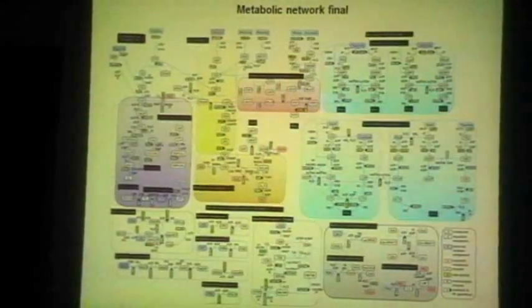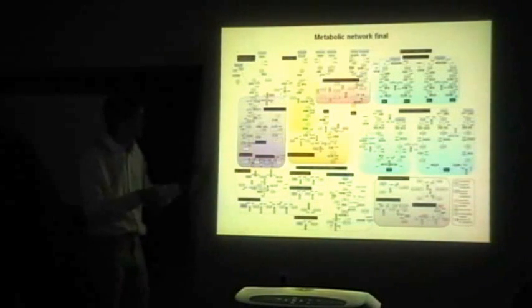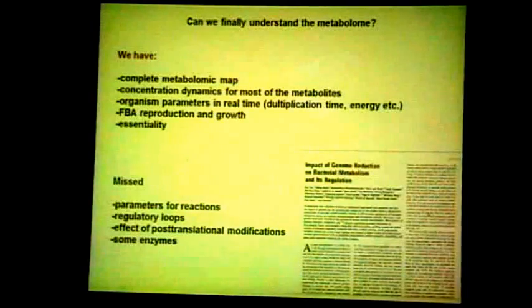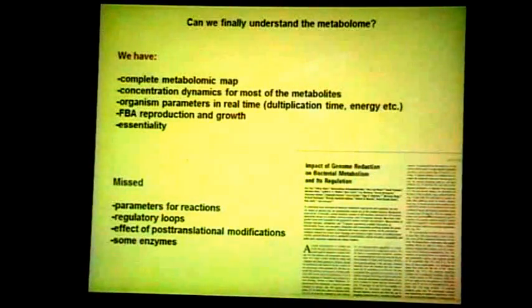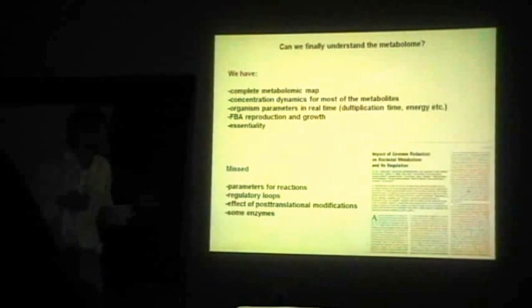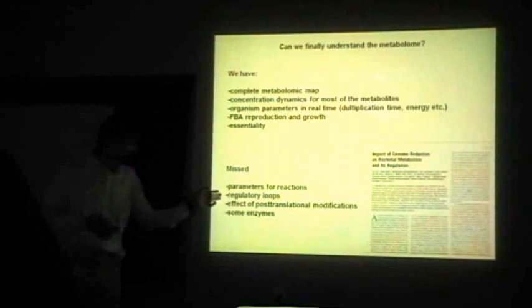So they did flux balance, and in the end they published this beautiful article. What did they have? A complete metabolomic map, concentration dynamics, organism parameters in real time, and essentiality analysis done. What did they miss? Parameters for reactions. For example, we do not have a clue what the IC50 constant is for this protein, or the speed of conversion. We can get them from BRENDA, but in the case of BRENDA, you will have that for E. coli. Also, they missed regulatory loops, because there is still no massive method to identify which chemical goes where and regulates what. And some enzymes are missed. In the end, they published this beautiful article, the impact of genome reduction on bacterial metabolism, and they could do nothing more.